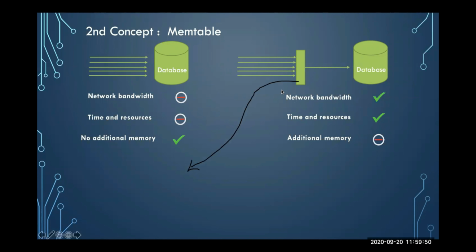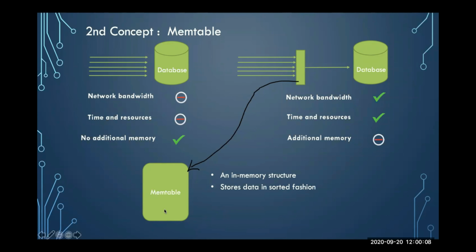This additional memory structure is nothing but the mem table, which is the first level of our LSM trees. A mem table is an in-memory structure. It stores data in a sorted fashion, just like SS tables. It acts as a write-back cache. I'll explain in detail what this means in the next slides. And after reaching a certain size, it is flushed as an SS table to the database, where it's persisted.